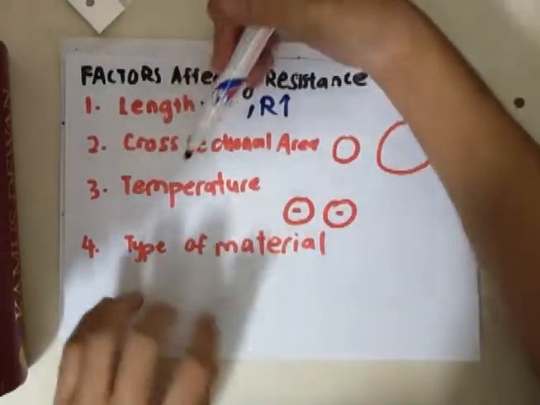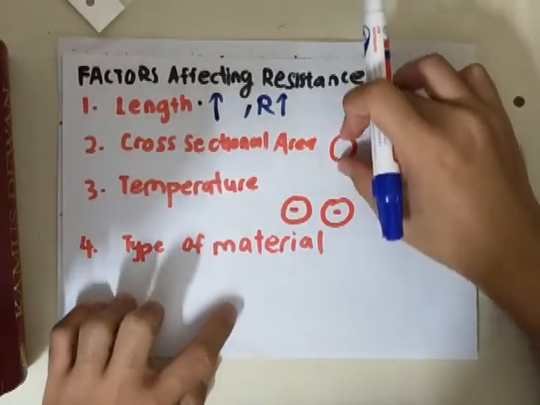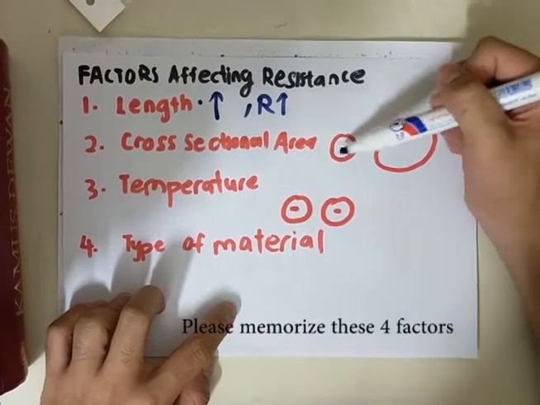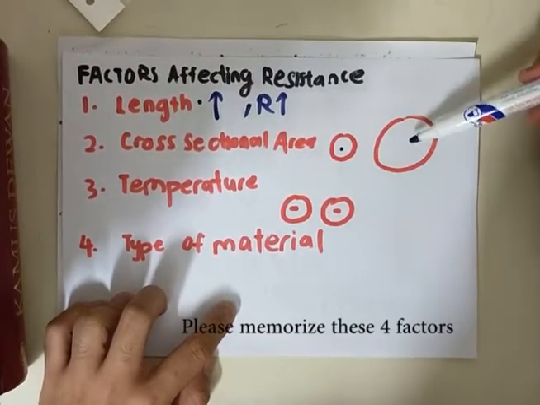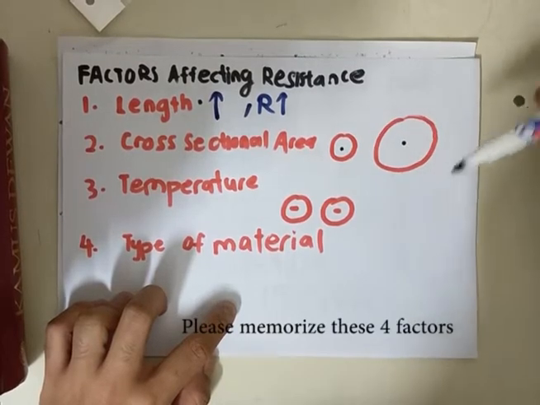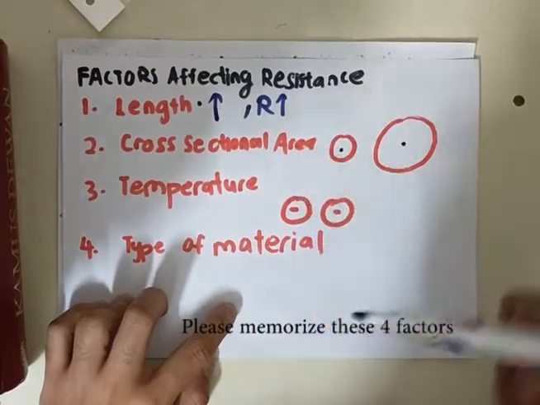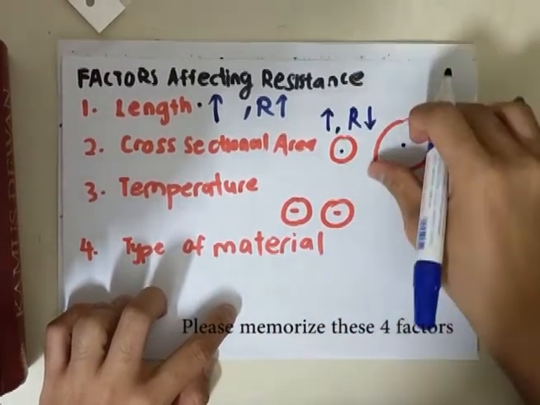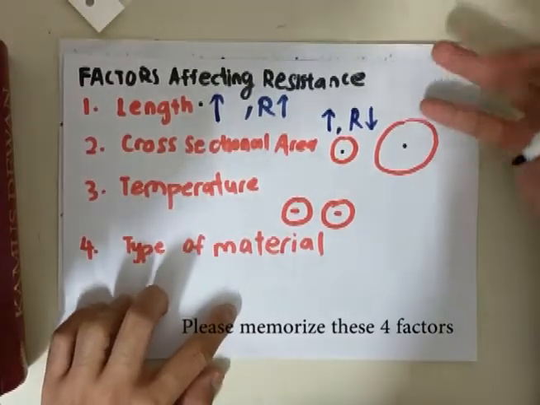Okay, so cross-sectional area. Imagine yourself in a small hole. This is the cross-sectional area. If you pass through a small hole, would you face more resistance compared to if you pass through a bigger hole? So if you think of it that way, when you increase your cross-sectional area, your resistance will decrease because you have a larger space to walk through. Imagine you have the charge, so you have a larger space to walk through.